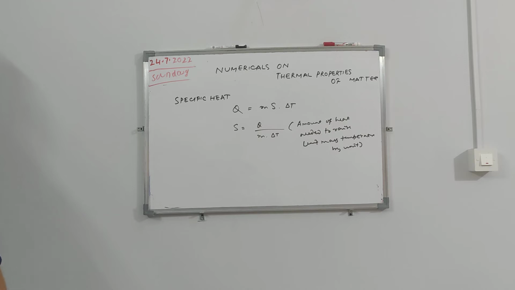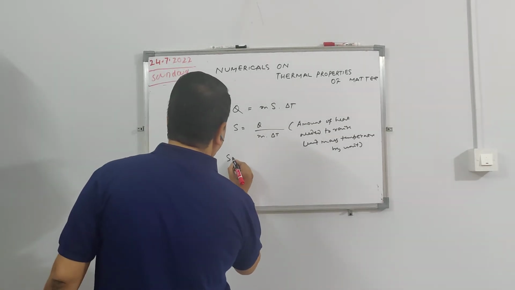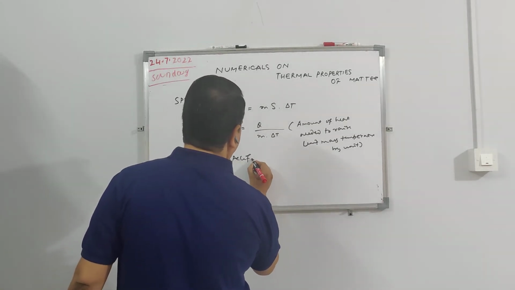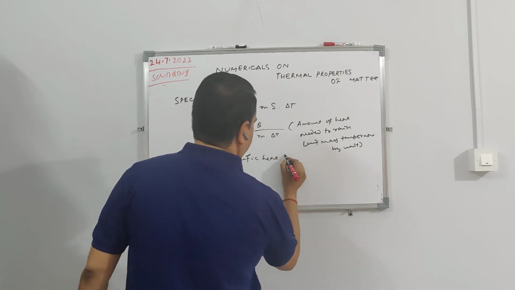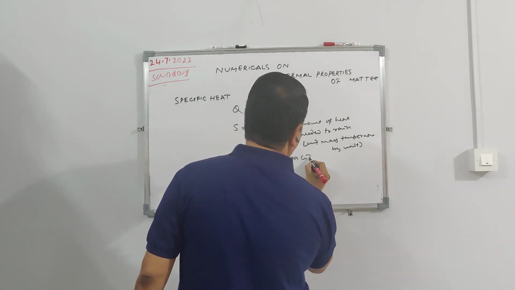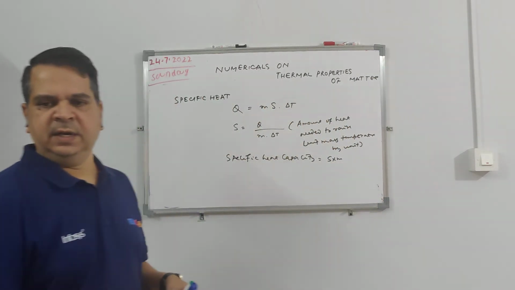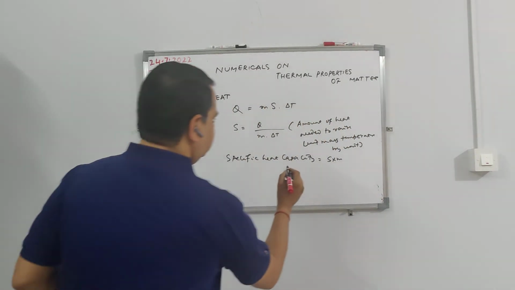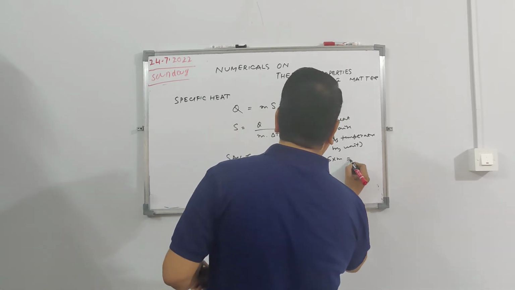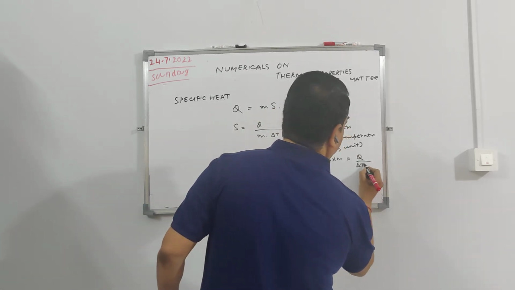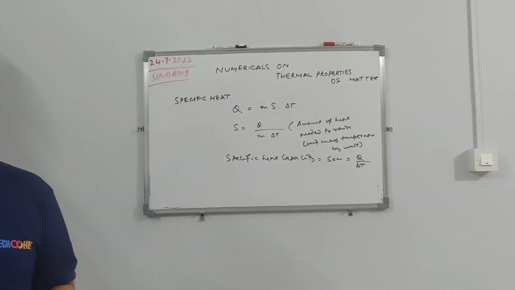Then the unit of specific heat. This is called specific heat, and there is something called specific heat capacity. If you multiply this S by mass, that is called specific heat capacity. It will be nothing but Q by delta T. That is called specific heat capacity.